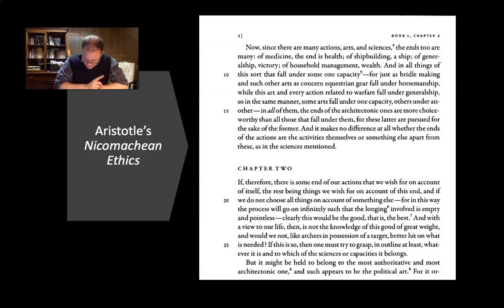And such appears to be the political art, right? For it ordains what sciences there must be in cities and what kind each person in turn must learn and up to what point. And he's going to say that ethics, he doesn't even use the word for it here, but ethics is really a form of political science, happiness, but concerned to the individual rather than the collective. So notice that the politician ordains, he determines, he dictates, or she, what sciences and arts and sciences will be in the city, right?